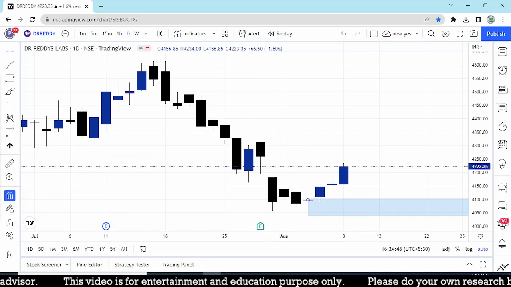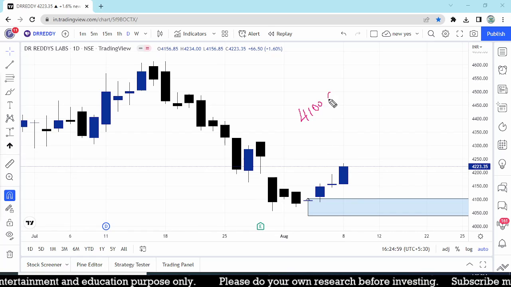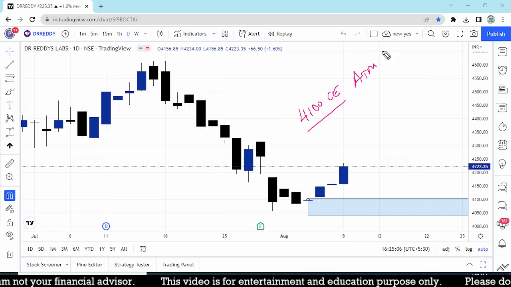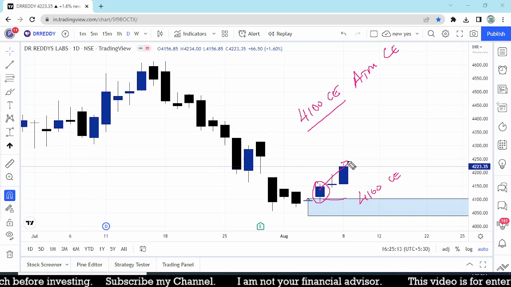Most of the time I'm doing option trades. If you are planning an option trade, you may try to take the 4,100 call option. That is also giving you some profit, right? It looks like an ATM call option. If you buy the 4,100 call option for the next day, it may give you profit due to this movement of 120 points. At least you may get some 50-60 points profit on that particular option.